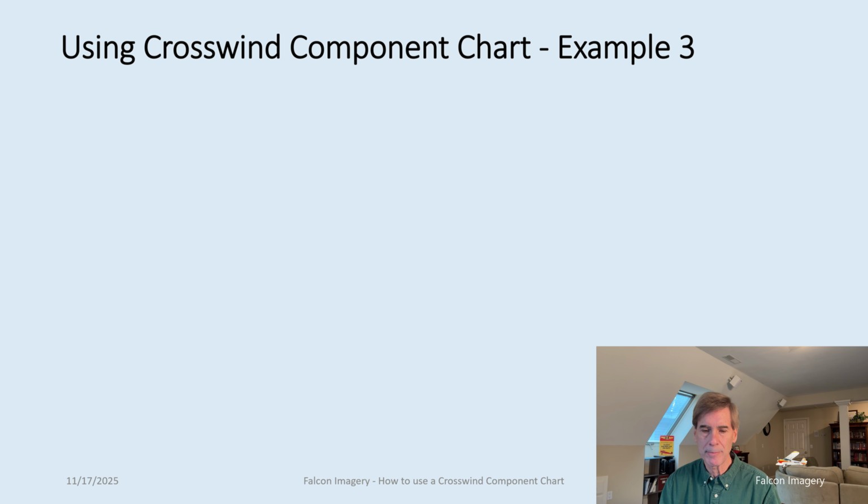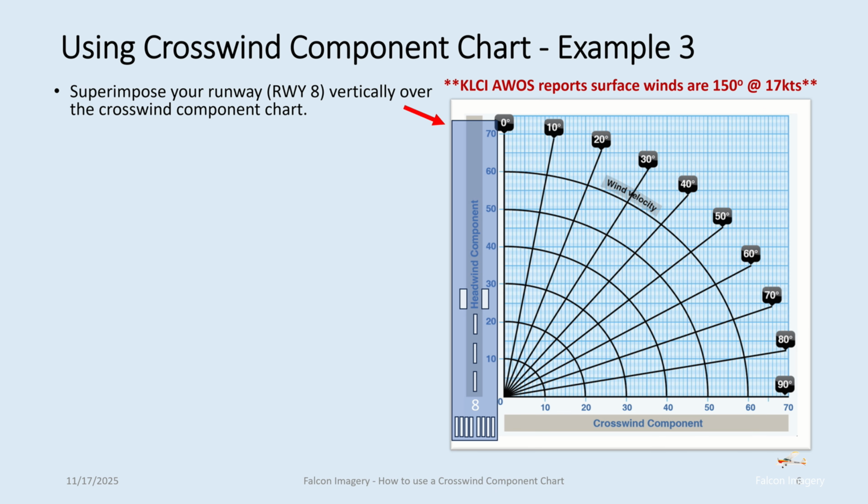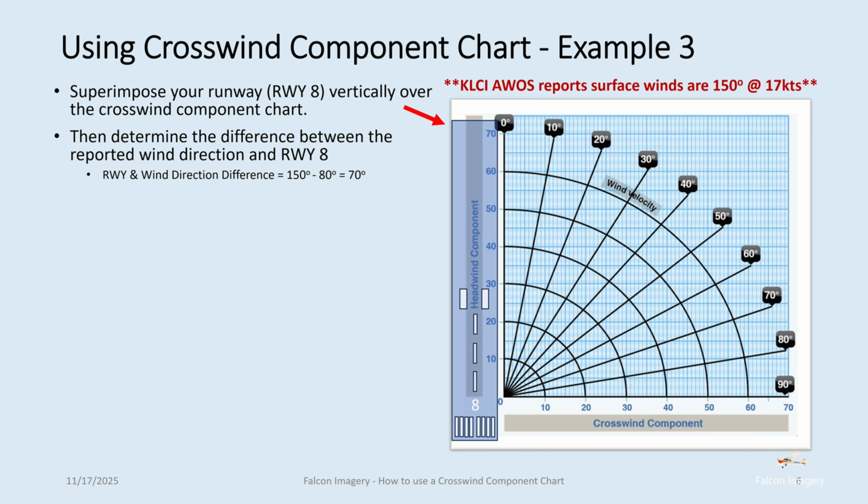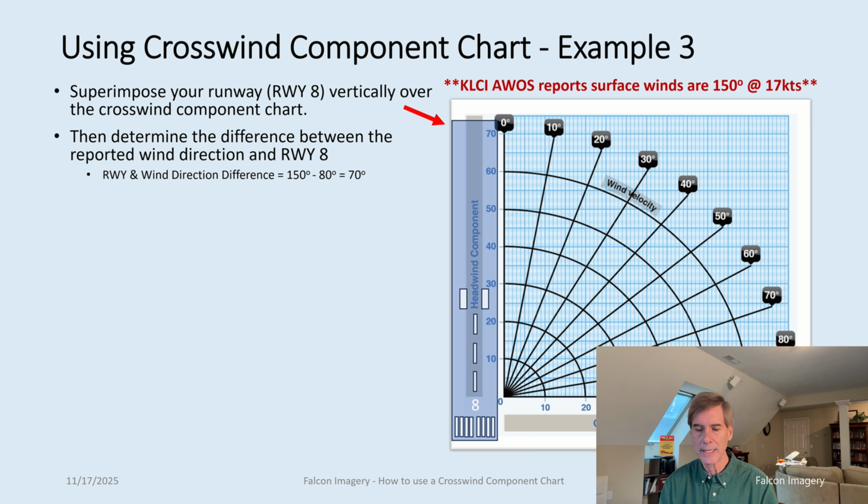Let's look at another example. Let's superimpose runway 8 vertically over the crosswind component chart. And again, in this example, we see the winds are 150 at 17 knots. Then determine the difference between the reported wind direction and runway 8. Well, 150 minus 80 gives us 70 degrees. So we have a 70 degree wind direction relative to runway 8.